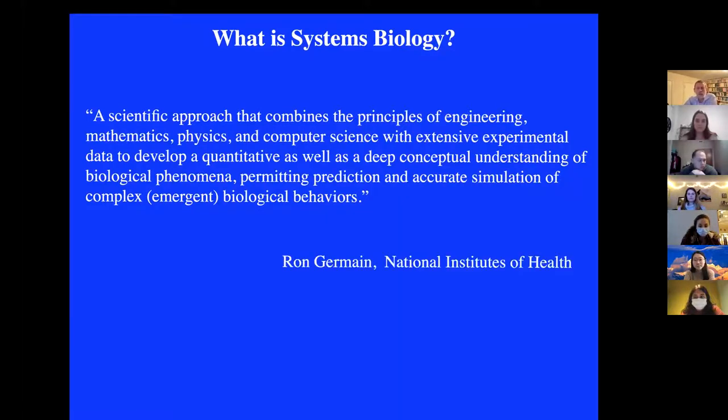So there's several things I want to focus on here. Notice that he mentions engineering, math, physics, and computer science. He also mentions experimental data. He then mentions two key things, a quantitative understanding and a conceptual understanding. And then he says the goal is to predict and accurately simulate. And then he mentions this concept of emergent biological behaviors. So I think the reason I like this quote is it actually combines a lot of different things that I've seen people talk about in systems biology and I think articulates well what the issues are.